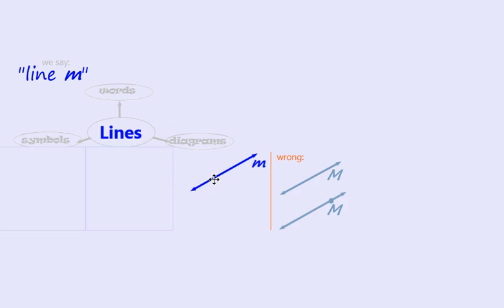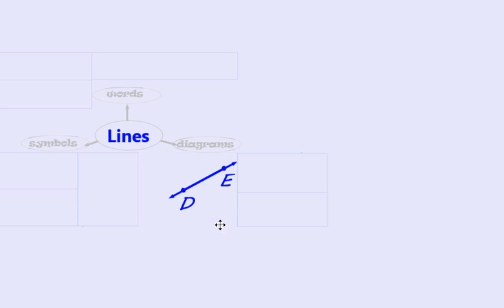In symbols, we will use exactly the same statement, line m, lowercase m, and it will be incorrect to write in symbols something like this, where capital M is used. You also might see a slightly different diagram of a line, for example, like this one. We will refer to this sketch as line ED or line DE.